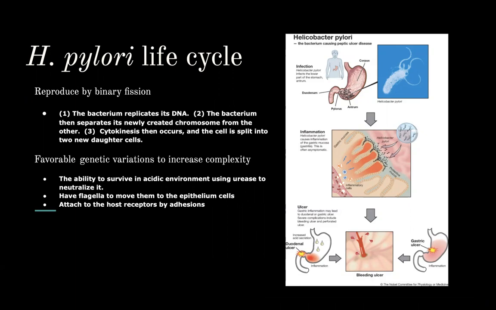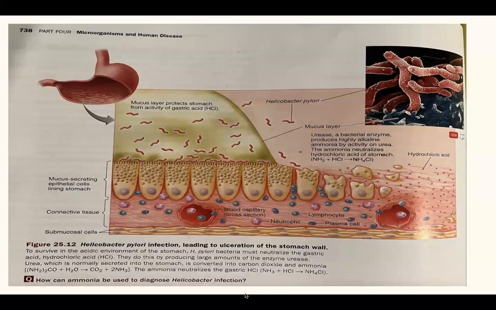So it shows that the infection goes into the stomach lining and the duodenum. Inflammation happens in the stomach lining, and this ends up making the ulcers. This is an image from our textbook, and it shows the Helicobacter pylori infection leading to the ulcerization of the stomach wall. So it shows the Helicobacter right here going into the mucus layer and into the stomach lining, and you guys can see in further detail what is happening.